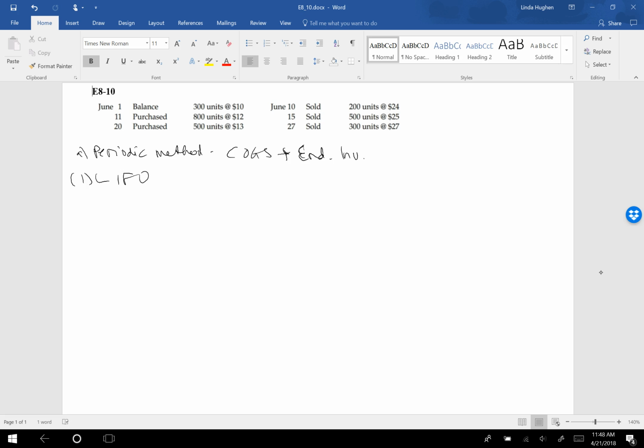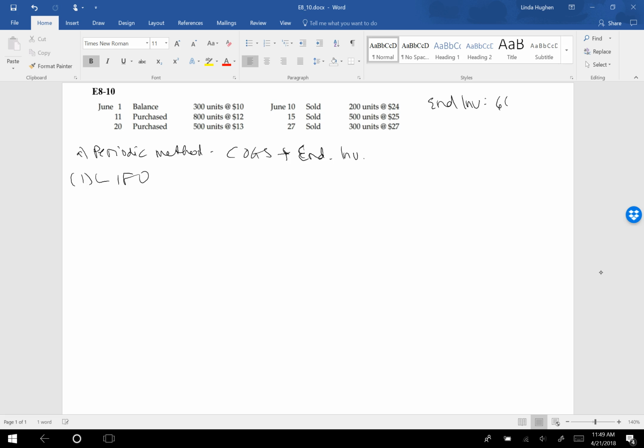In the LIFO method, we assume that the cost of the units sold came from the most recent purchases. We price the ending inventory based on the units in ending inventory times the cost of the beginning inventory or earliest purchases. We can disregard the exact dates of those purchases and sales because we are using the periodic method. I'm going to start by calculating the ending inventory first. So if we have 1,600 units that were available for sale and 1,000 units are sold, we have ending inventory, regardless of the method.